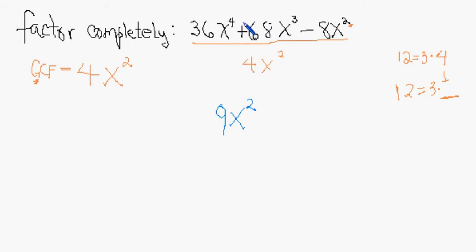But now we have to divide 68x to the third by 4x squared. Well, if you divide that by 4x squared by using the same idea, we're going to end up getting 17x.